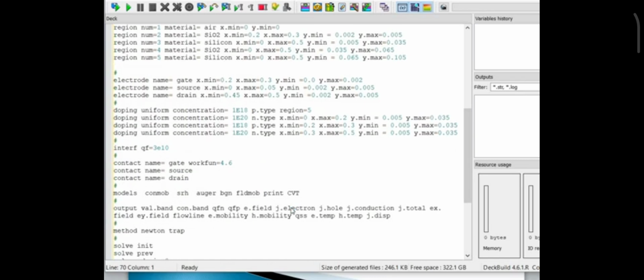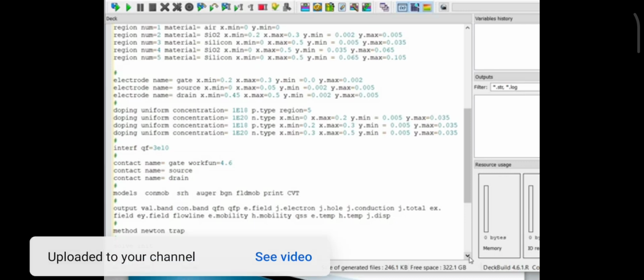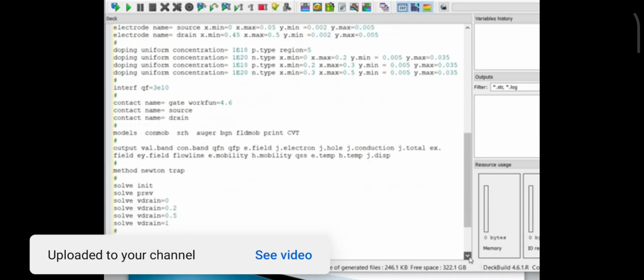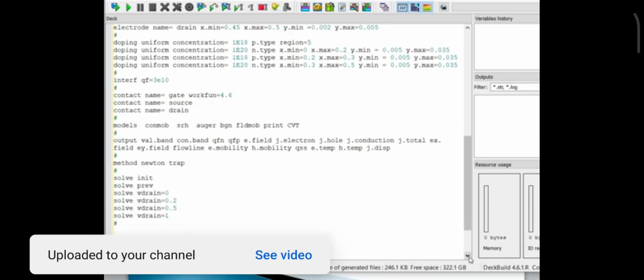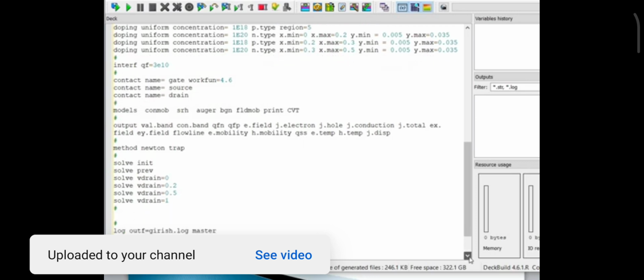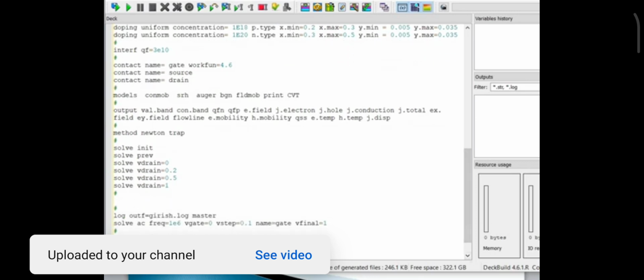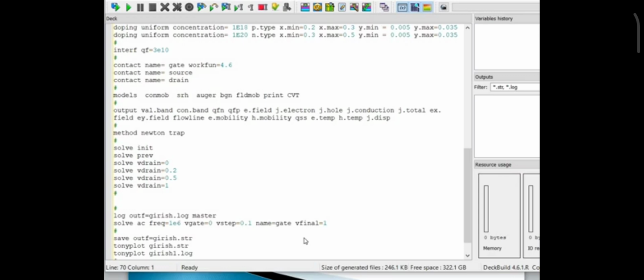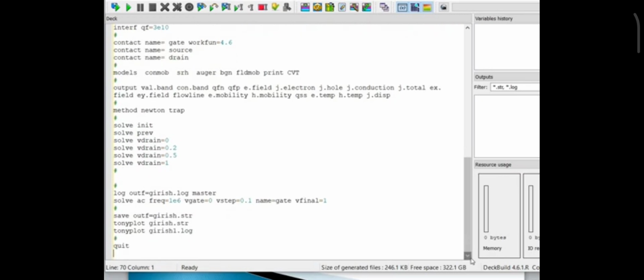Next one is the model. Next, this code is used to find the various parameters in the structure file. Next, we are using the two methods, Newton and trap. Next, we are using the solve statement to define voltage at different terminals. Next one is the solve AC frequency. This line is used to store the capacitance in the log file. Next, we have to save the structure file and the log file. We can observe these files only in TonyPlot.